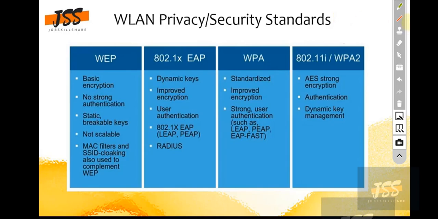For that, wireless LAN came up with these privacy standards. The first one is WEP, which is Wired Equivalent Privacy. This is very basic encryption. Basically, it uses a size of 40 bit encryption.